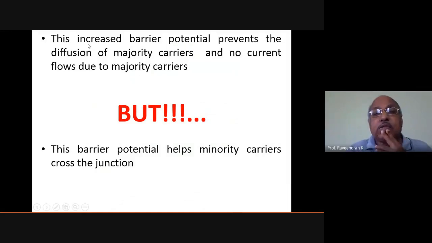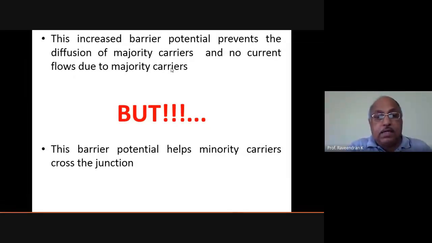Understand? So the increased barrier potential prevents the diffusion of majority carriers. There are no majority carriers possible there because the depletion region has been widened due to the application of a reverse potential. So that is why there is no current flow through the PN junction. No current flow is there due to any majority carriers, because the depletion region has now widened due to the application of the reverse potential across the PN junction.